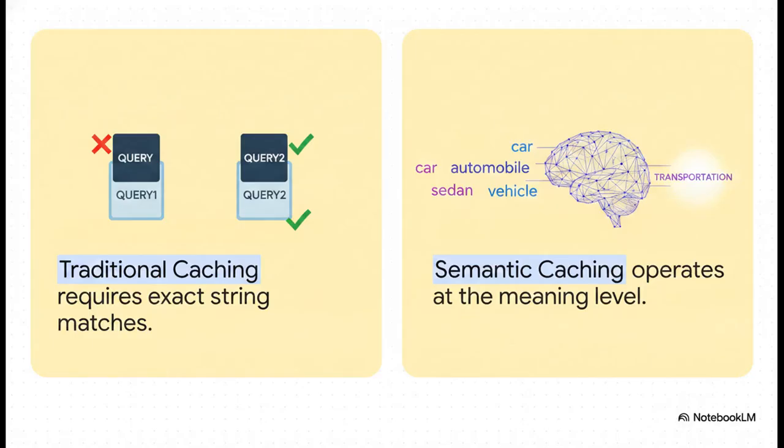Let's move to Technique 4 and see how this builds up, semantic caching. Enterprise workflows have tons of repeated tasks. Now, traditional caching needs an exact string match to reuse an answer. But semantic caching uses vector similarity to operate at the meaning level. It reuses outputs for conceptually similar requests. That slashes your latency and your token costs, all while keeping things incredibly consistent.